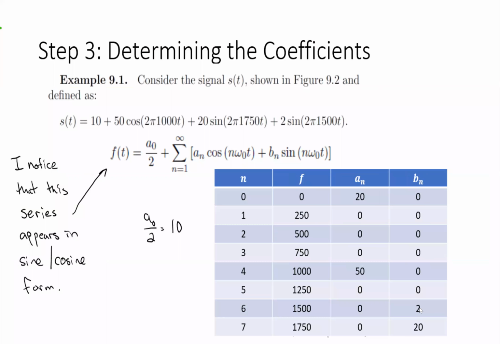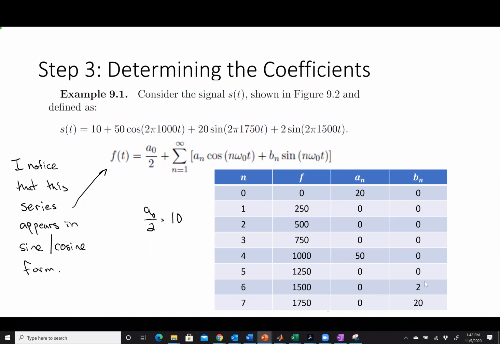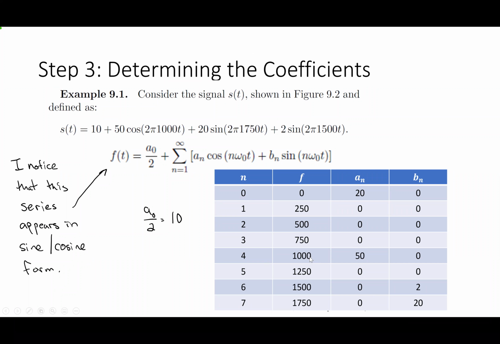What I see here is that I did this by inspection. The first cosine term in the series happens at the 4th harmonic, which was 1,000 hertz, that's this guy right here. So I put a 50 for the A_N value at the 4th harmonic. Next, I had a 2 sine 2 pi 1,500. That 1,500 was the 6th harmonic, so I put a 2 in the B sub n column. My 7th harmonic was 1,750, so I put a 20 in that column.